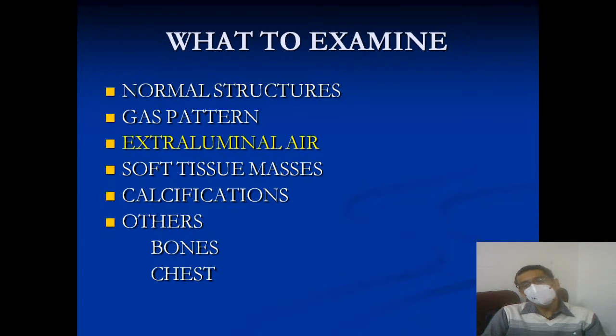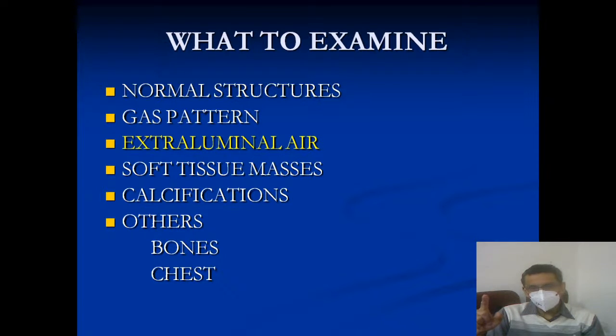If there is air in the pre-peritoneal space, the most likely culprit is one of the hollow viscus, the stomach, the duodenum, the small bowel, large bowel, whatever. It has actually ruptured and the air is leaking out from it. That is a sign which most often requires operative repair. So this is one sign which we are looking for when we are doing an X-ray abdomen.